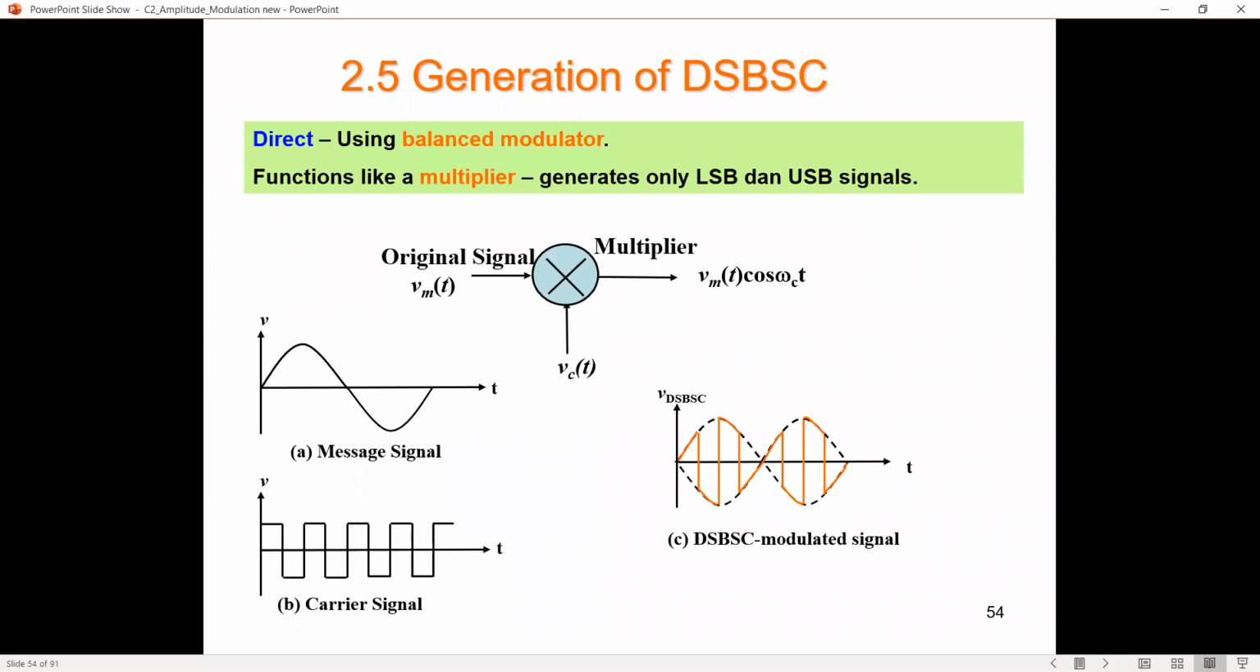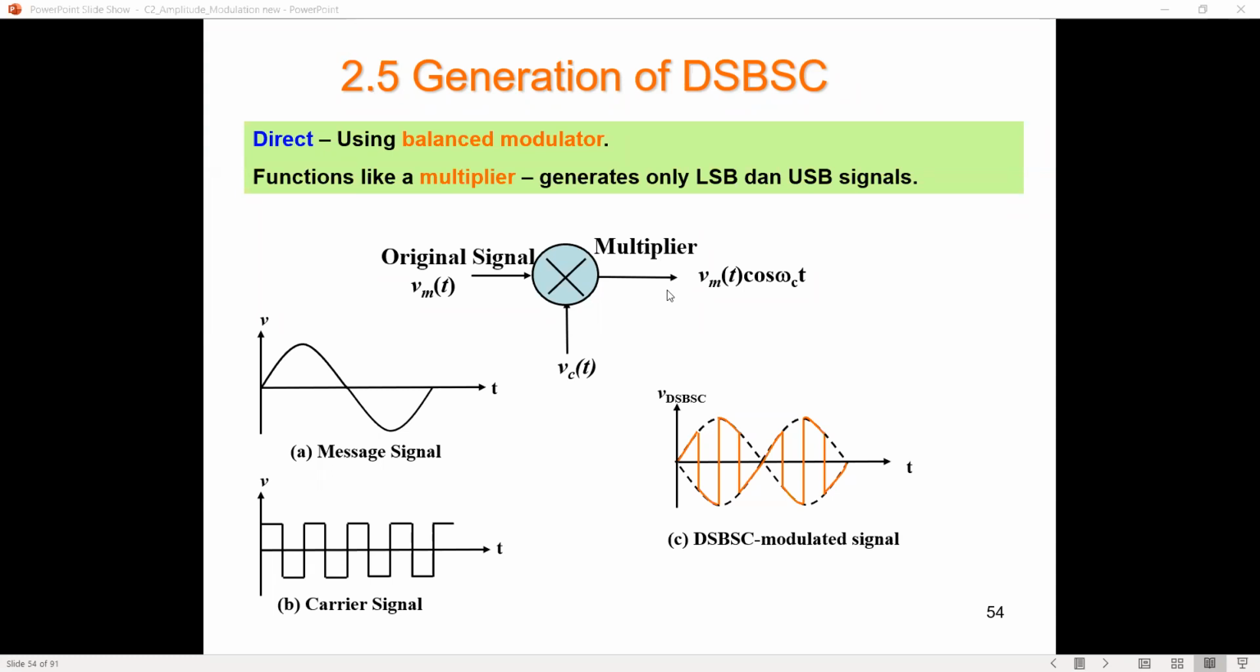Okay. Next is generation of double sideband suppressed carrier. For double sideband suppressed carrier, you just use a balance modulator. And this is very straightforward, because the function of this multiplier also belongs to it, it's also a type of balance modulator.